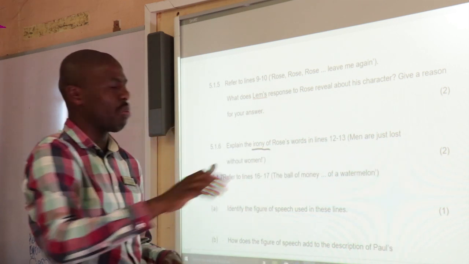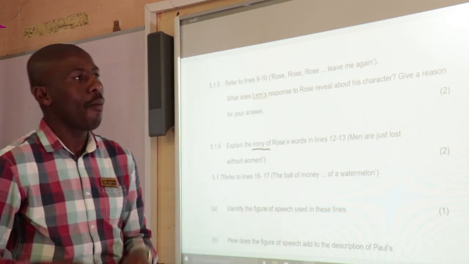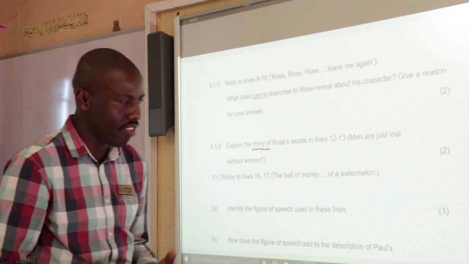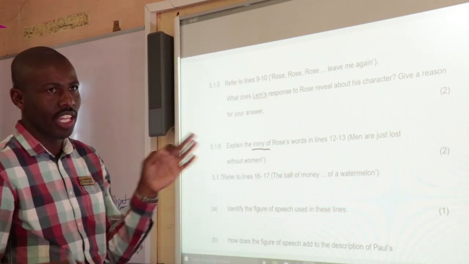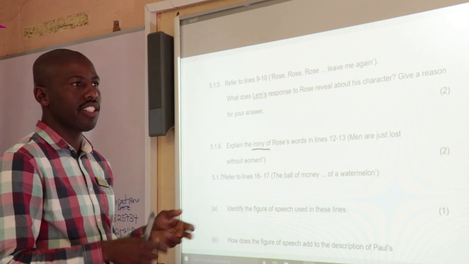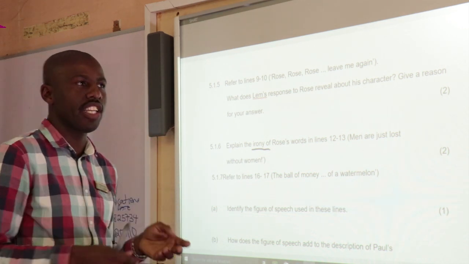"Men are just lost without women." Again, if we go to irony, there are two parts. Both parts must be explained fully. If the candidate only explains one part, there will be a zero. There are no half marks. If it's 2 marks, it's all 2 marks. If it's 4 marks, it's 4 marks. We cannot get 1, 2, or 3 instead of 4.